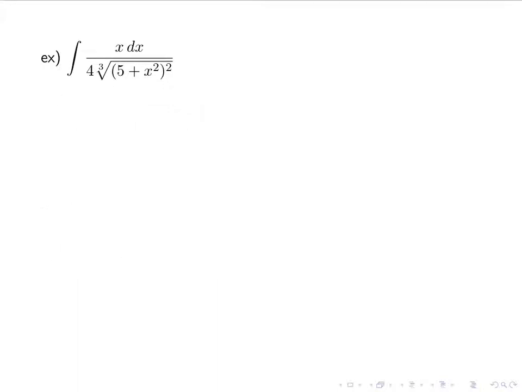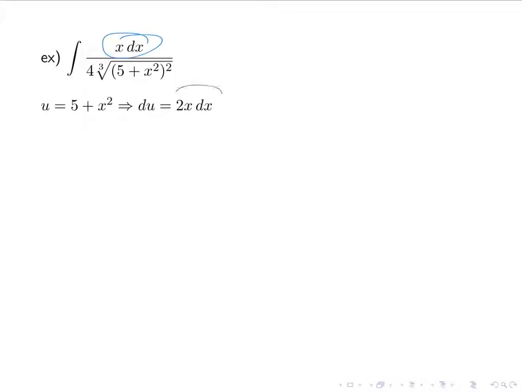And then here's our last one, the integral of x dx over 4 times the cubed root of (5 plus x squared) squared. So it looks a little messy, but again, we're going to just do it step by step. So u is 5 plus x squared, that function that's being raised to the power. I don't include the squared because that's still a power, so it's just the 5 plus x squared. Du is 2x dx. Again, the derivative is 2x. I'm bringing over that dx.